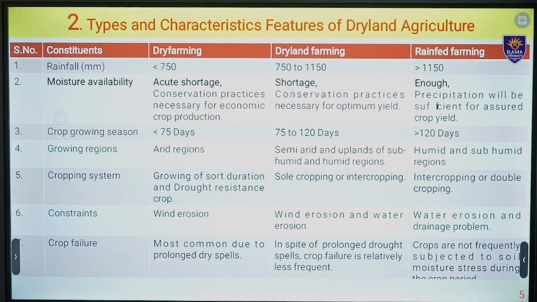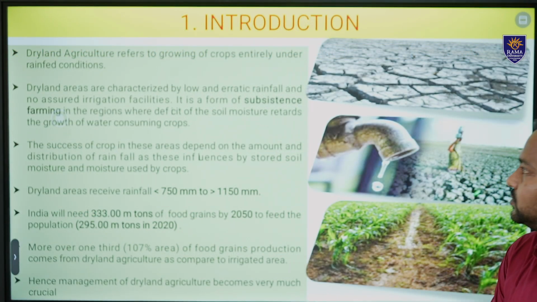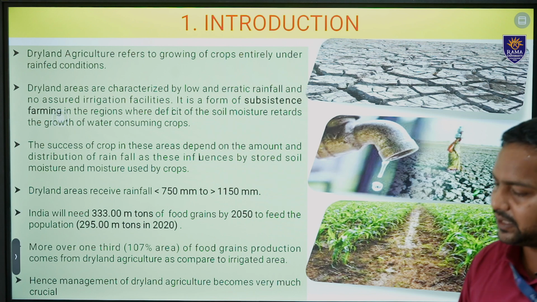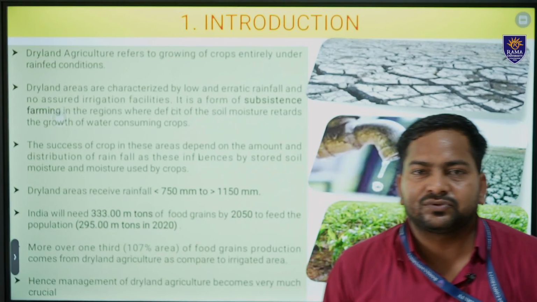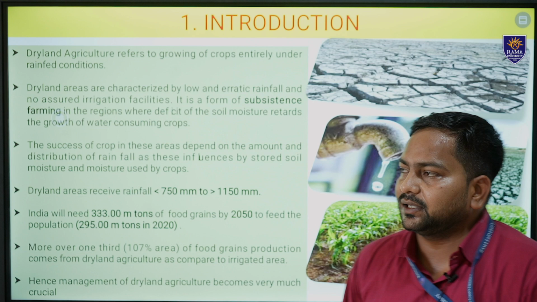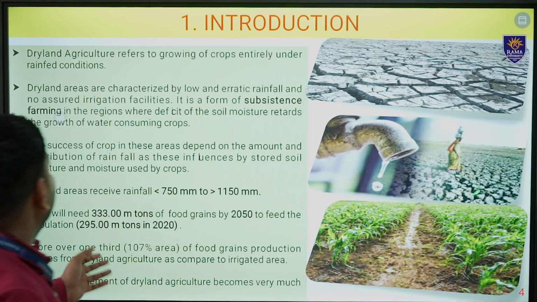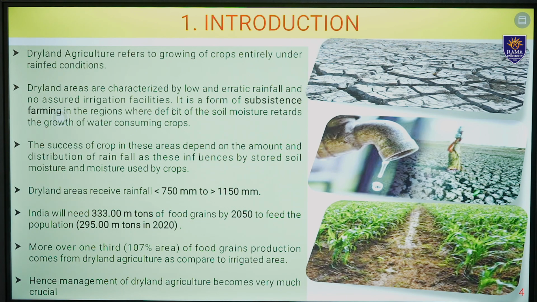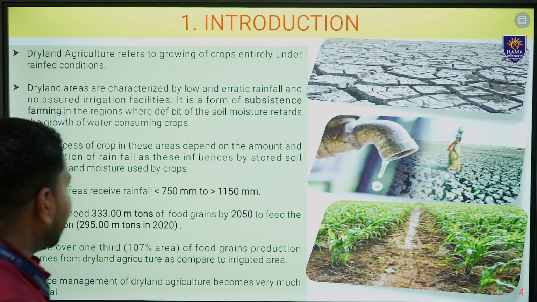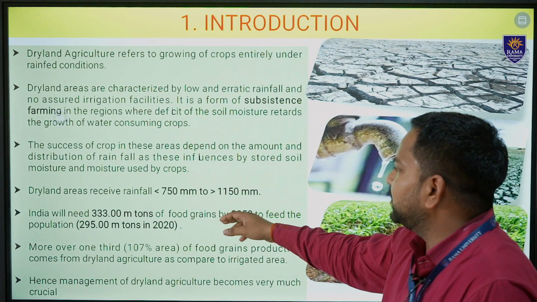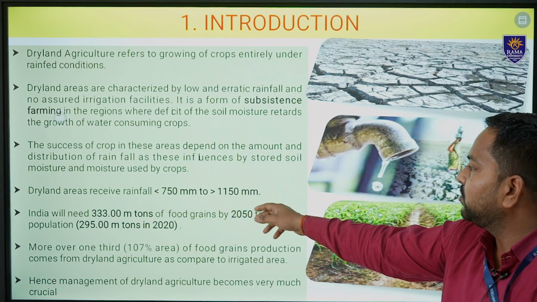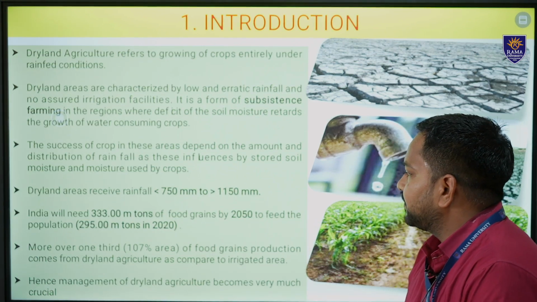First of all, introduction. Dryland agriculture refers to the growing of crops entirely under rainfall conditions. It means the crops that grow are totally dependent on rainfall, known as dryland cultivation. Dryland areas are characterized by low and erratic rainfall and no assured irrigation facility. It is a form of subsistence farming in regions where a deficit of soil moisture retards the growth of water-consuming crops. Dryland areas receive rainfall from less than 750 mm to more than 1150 mm.